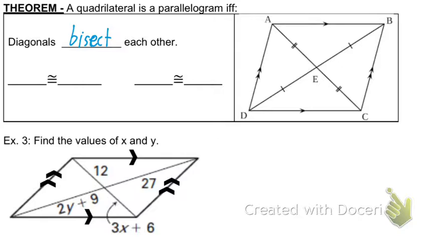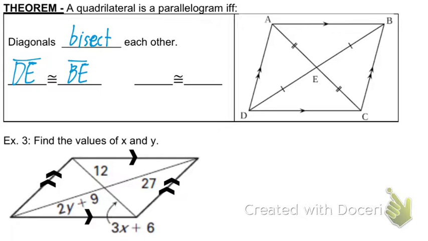So the diagonals bisect each other. So here, for example, the diagonal A to C. A to B is not a diagonal. A to C, this diagonal, is cutting in half the other diagonal. So D to B is being cut in half by the other diagonal. So that means segment DE is going to be the same length as what? Segment BE. And you see those marked there as being congruent.